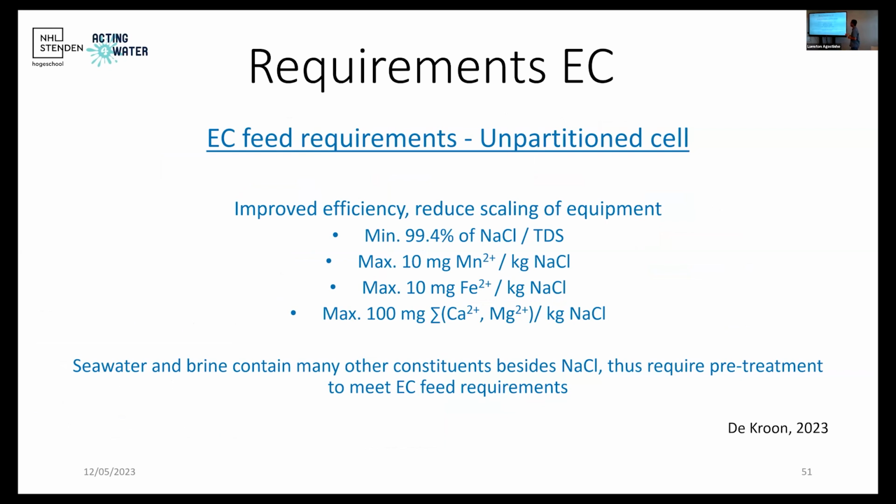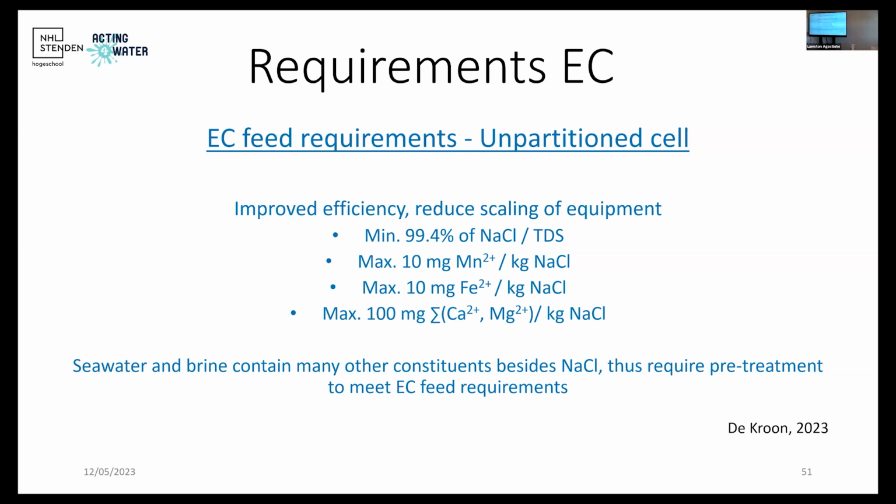Just to give you an example, when you think about what quality you need to safely feed your electrochemical system, there are limit concentrations. For example, the maximum concentration of magnesium should be 10 milligrams per kilogram of sodium chloride. For iron, there is also a limit, and there is a minimum concentration of sodium chloride in the total dissolved solids. And of course, the combined total concentration of calcium and magnesium cannot be bigger than 100 milligrams per kilogram of sodium chloride.